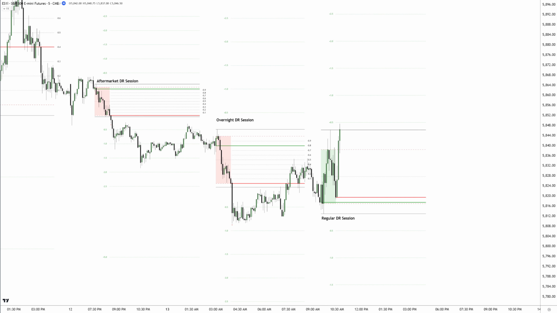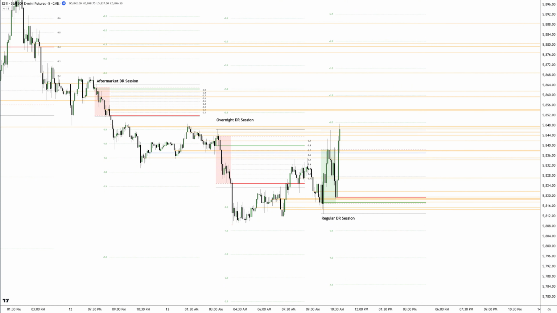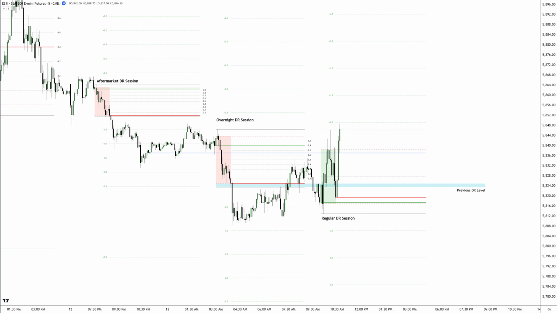Preparation involved highlighting key areas for decision making. Volume and gap imbalances as well as previous DR session levels were marked out. For potential targets, the one standard deviation level was a logical first choice, but the aftermarket defining range highs also stood out as an excellent upside target in this DR model constellation.